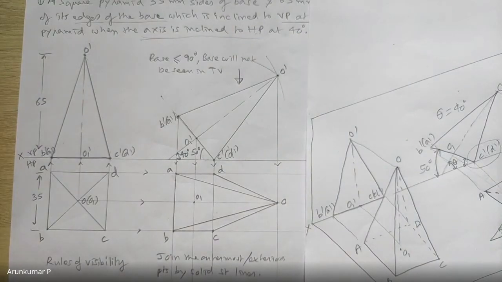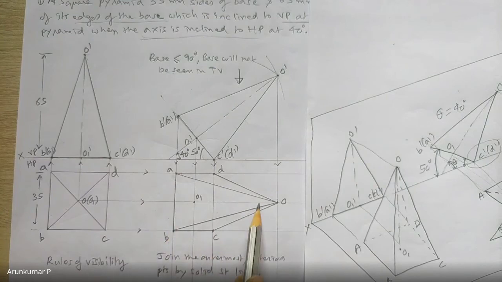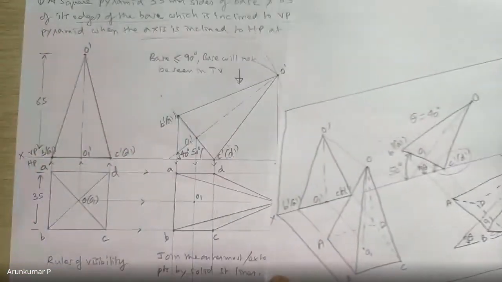So when you do this, now how many triangular faces are seen in the top view? 3. Which are they? OAD, OAB, and OBC. 3 triangular faces seen in the top view. The triangular face OCD is the only face which is not seen. It is below. Clear? You can check it out with this or here also.